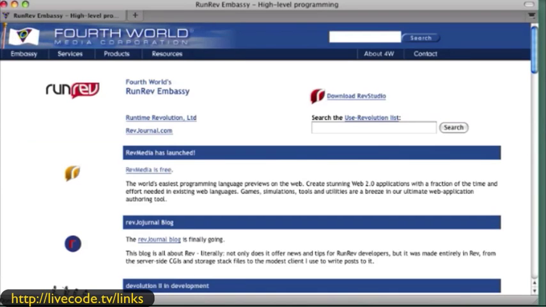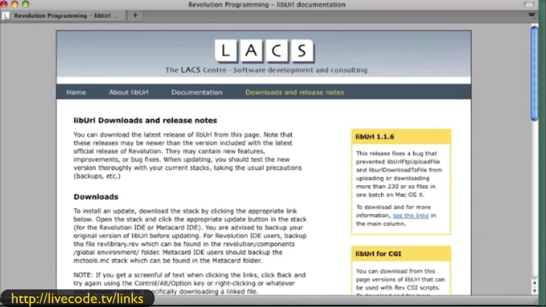This is Fourth World, Richard Gaskin. Good resource. He profiles some people, and hopefully he'll spend some more time updating his work. This is the LACS Center Software Development Consulting. They're out there, and I don't know if they're exactly current or not, but these are people that look like they have valuable contributions, and I bookmarked them.